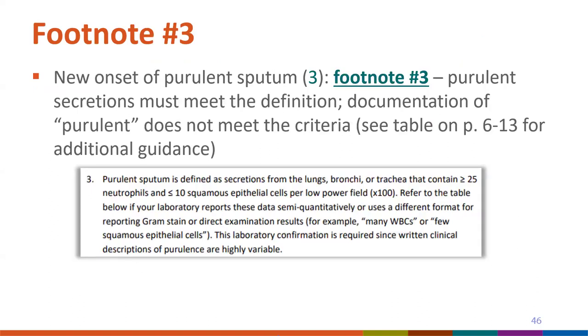I want to specifically draw your attention to footnotes number 3 and number 5. Footnote number 3 addresses the requirements for purulent secretions. Purulent secretions must meet the parameters in the footnote. Secretions must contain at least 25 neutrophils and no more than 10 squamous epithelial cells per low power field, and these results can be found in the laboratory gram stain report. Clinical documentation of the descriptor purulent or purulence does not meet this criteria.